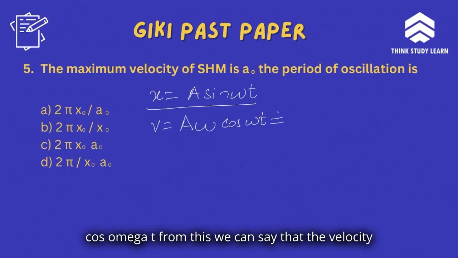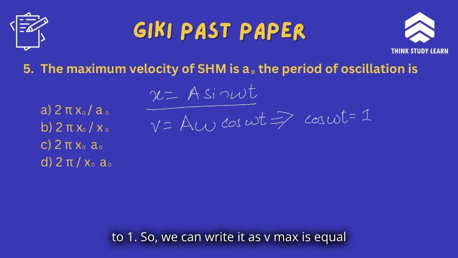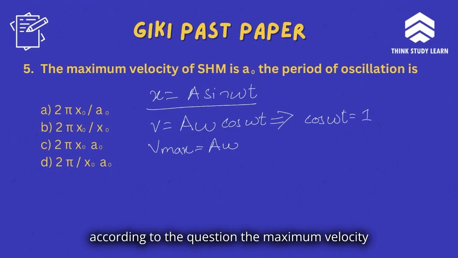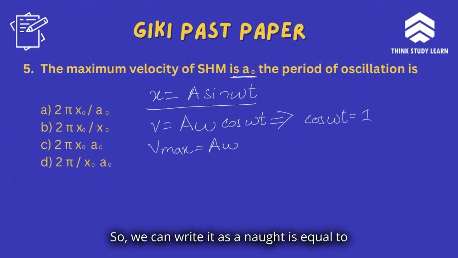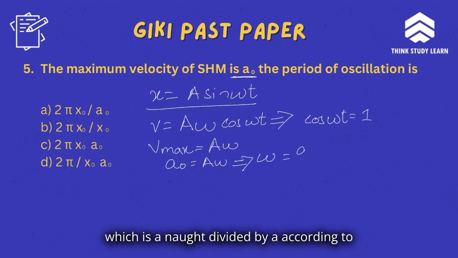From this we can say that the velocity will be maximum when cos omega t will be equal to 1. So we can write it as v max is equal to a omega, as cos omega t is equal to 1. And according to the question, the maximum velocity is equal to a naught. So we can write it as a naught is equal to a omega. From this we can solve for omega, which is a naught divided by a.